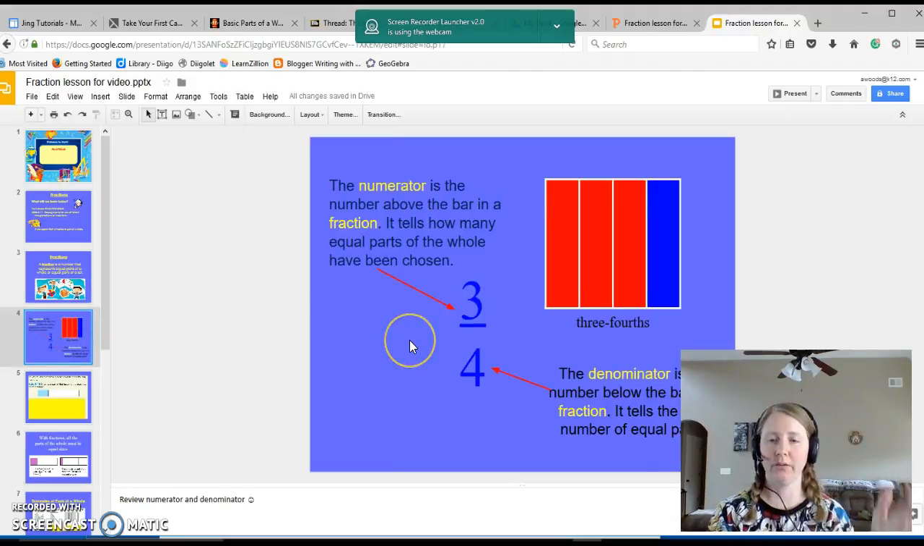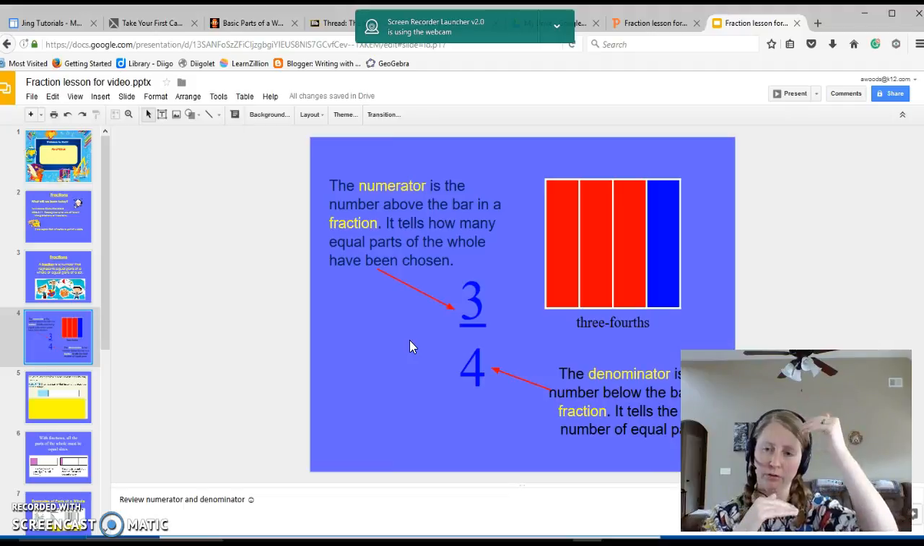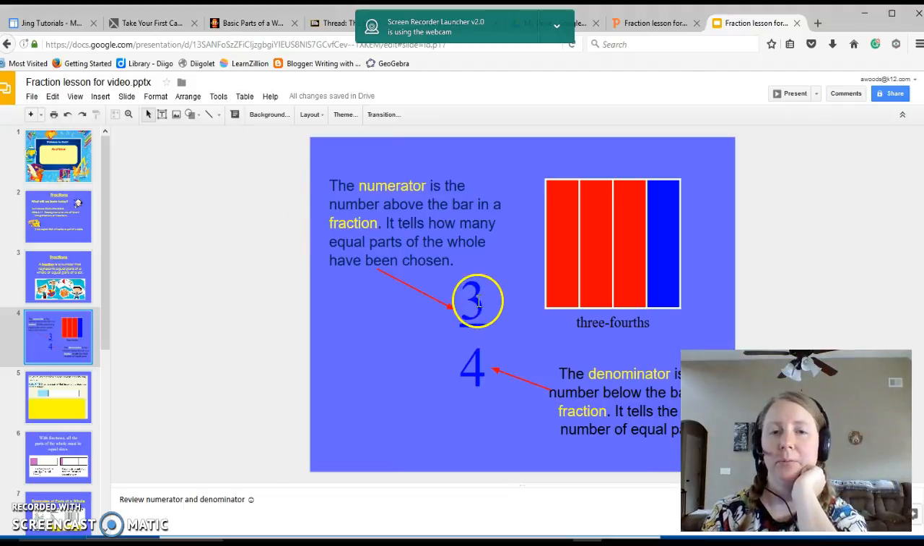So what do those two numbers represent, or what are their special names? The top number, the 3, is the numerator. The numerator is the number above the bar in a fraction. It tells how many equal parts of the whole have been chosen. If we look at the example here on the right, we see that 3 pieces are red, or 3 pieces have been chosen out of the bottom number, which is 4. The bottom number is the denominator, the number below the bar in a fraction. It tells how many total equal parts.